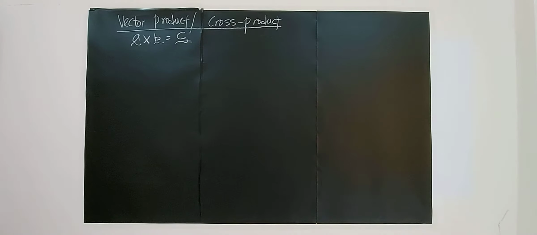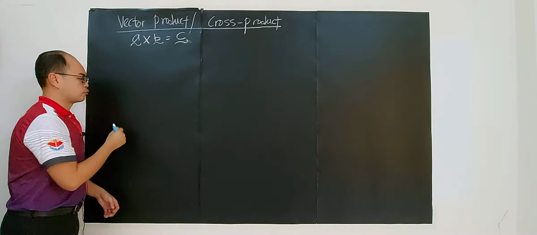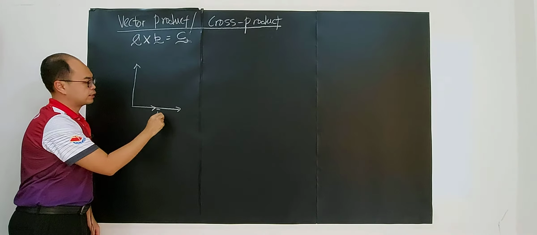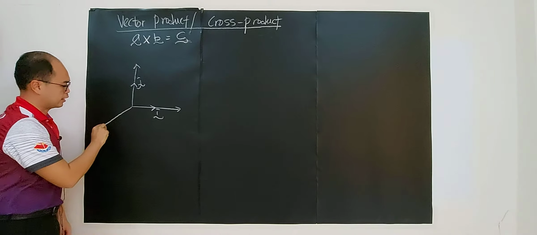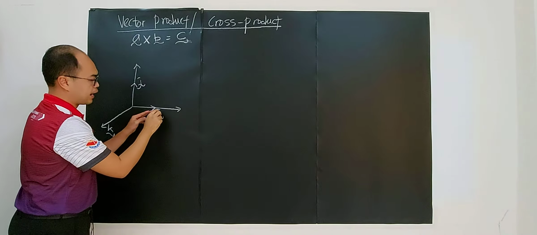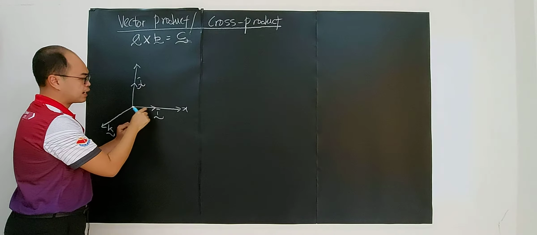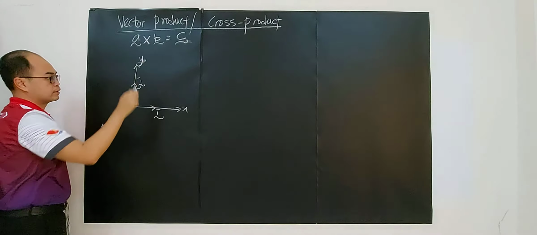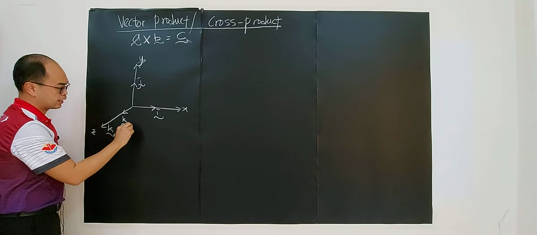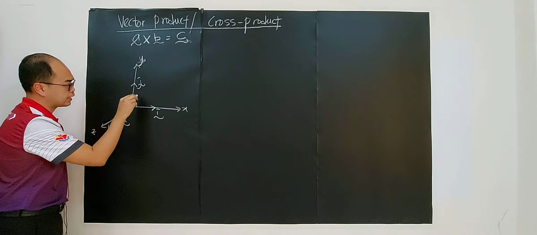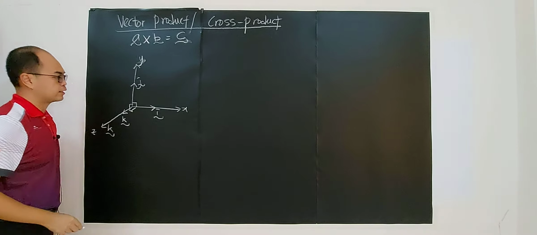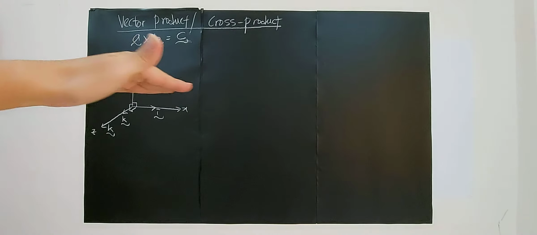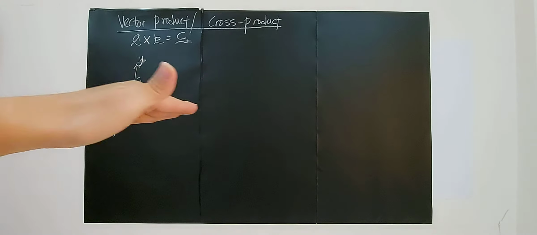Before I teach you how to do the vector product and cross product, we must see some important results from the unit vectors i, j and k. They are always perpendicular to each other. i is the unit vector for the x-axis, j represents the unit vector for the y-axis, and the z-axis unit vector is represented by k. So each of the unit vectors i, j and k is perpendicular to the others. The x-axis is perpendicular to the y and z axes, the y-axis is perpendicular to x and z, and z is perpendicular to y and x.